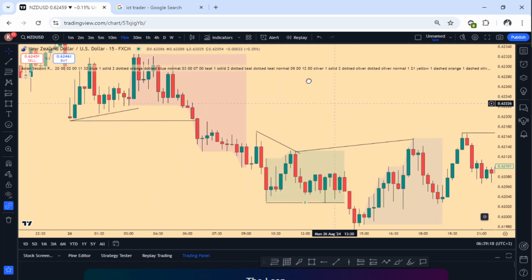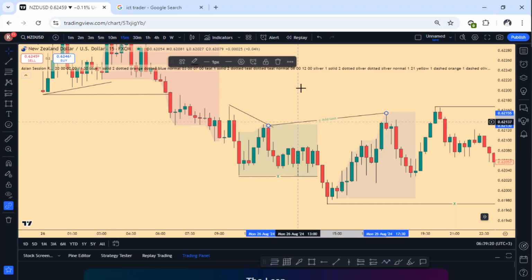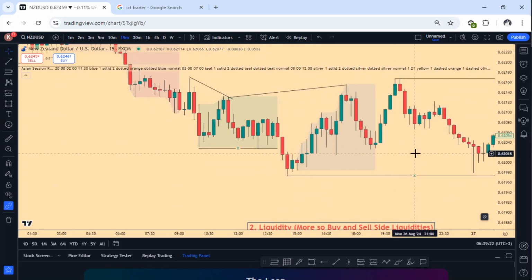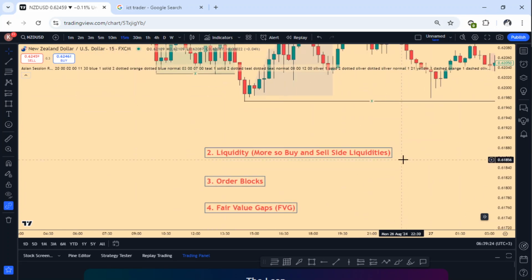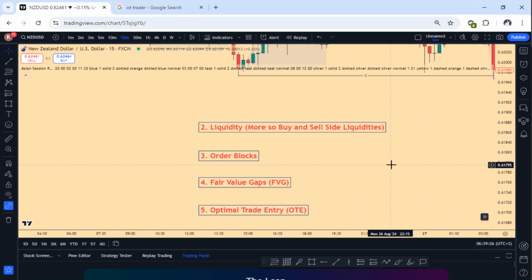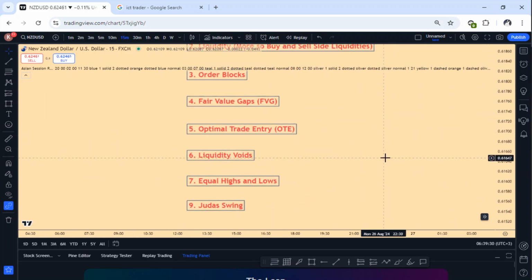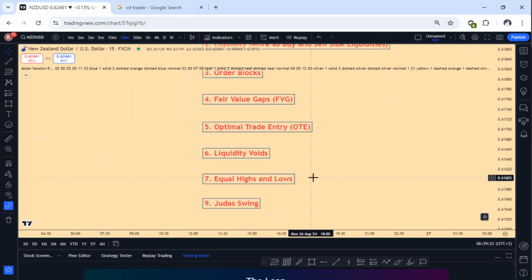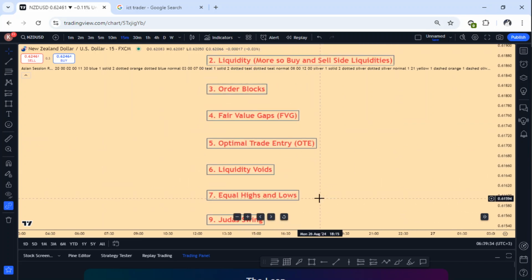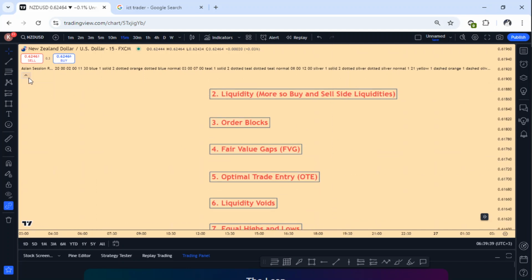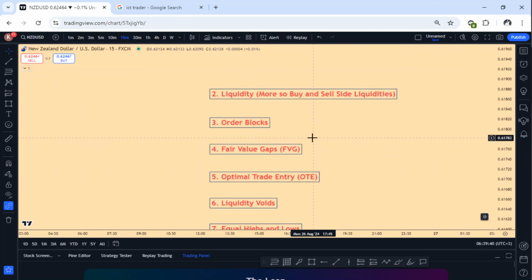So ICT traders look for these particular areas where they can take liquidity, and then before the market can reverse or fully amass them. Another particular concept is Judas swing. Now Judas swing is a new concept, and it is fully coined by the ICT trader himself. There is nobody else who coined it.